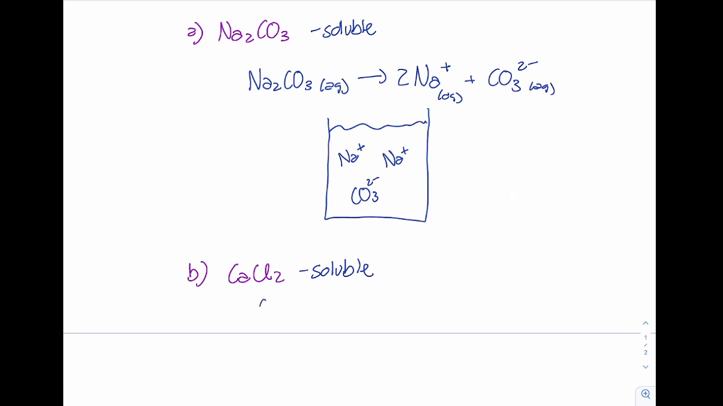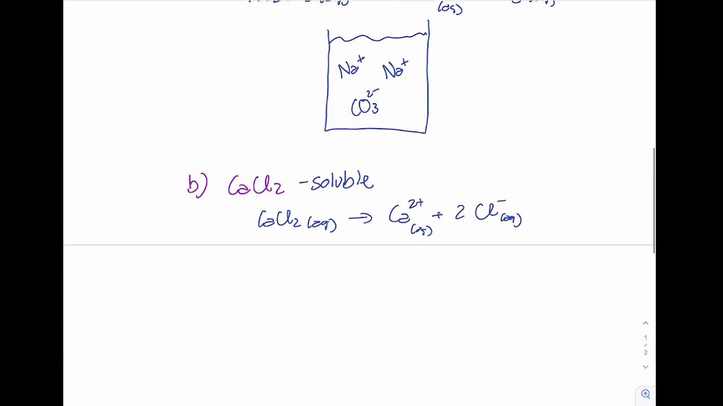Again, if I had calcium chloride, I put an AQ after it because it's soluble. It's separating into calcium, which is going to lose 2 electrons when it forms an ion, and then 2 chloride ions. Again, both of those being aqueous. Right, my beaker drawing for this one, I have 1 calcium ion and I have 2 chloride ions.